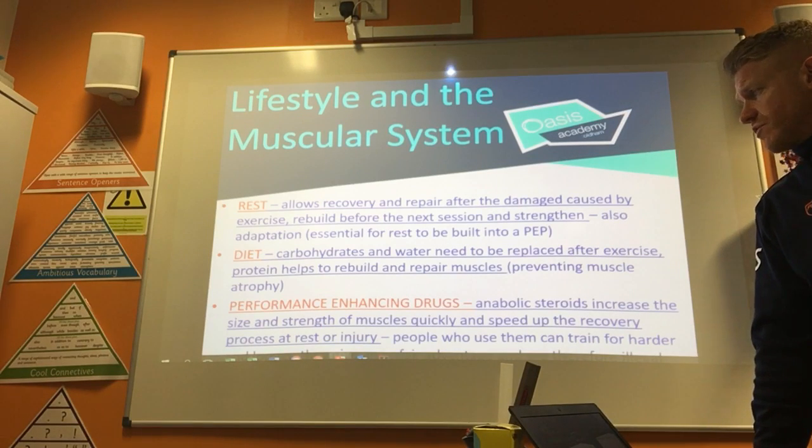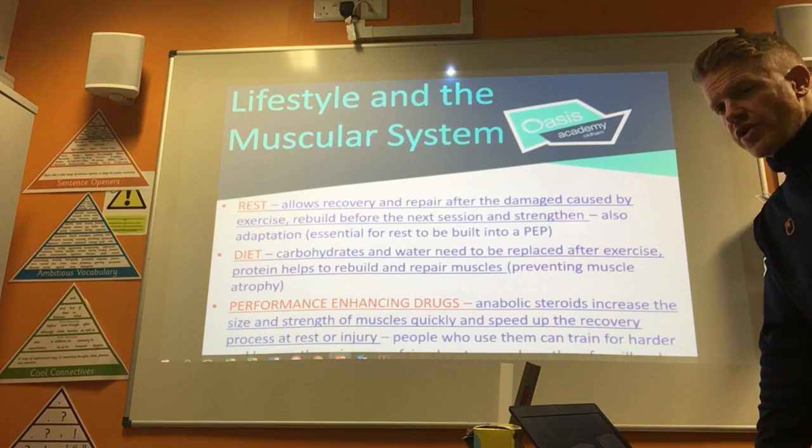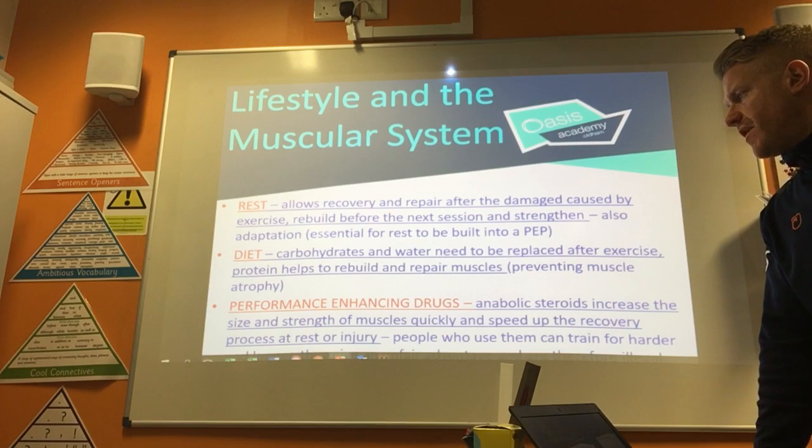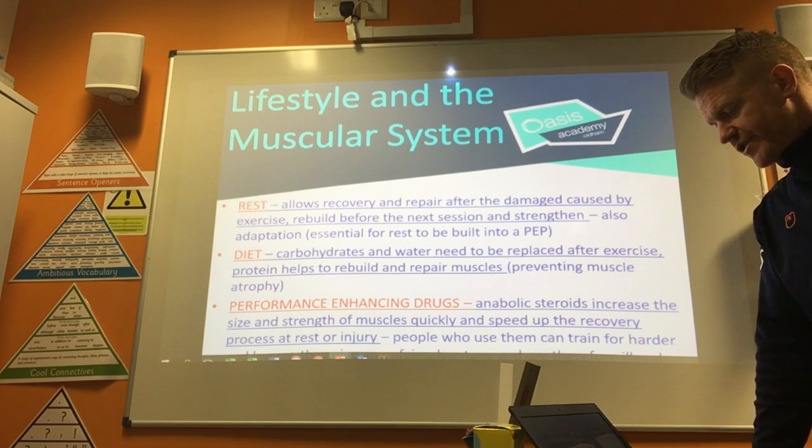Performance enhancing drugs, so steroids will increase the size and strength of the muscles by allowing you to speed up the recovery process at rest or injury, so then you can get back in the gym and work harder.